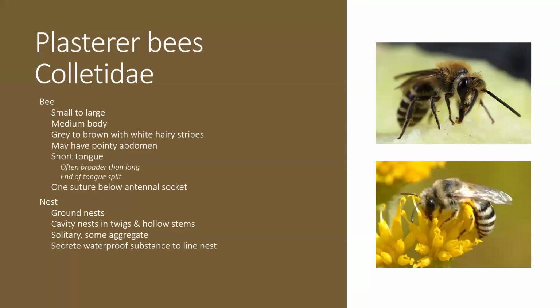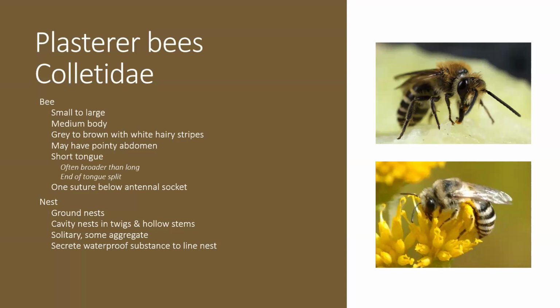The plasterer bees, these are going to be in the family Coletidae. And again, these are going to be a medium-bodied bee. They are anywhere from small to large in size. And these are usually a brownish gray color. A lot of them are going to have a pointy abdomen. You can see that at the bottom picture there, how that abdomen kind of comes to a point. And they are typically going to have pale yellow to whitish stripes on that abdomen.